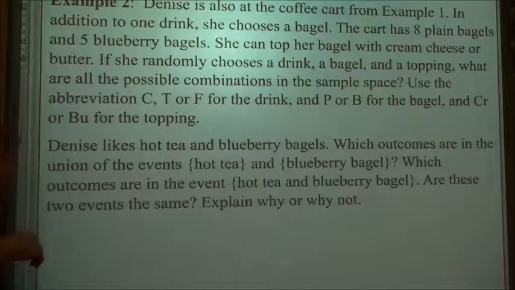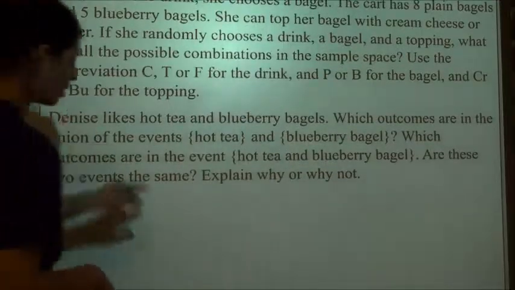So now for my next instance. Denise also goes to this coffee cart. In addition to one drink, she chooses a bagel. The cart has 8 plain bagels and 5 blueberry bagels. She can top her bagel with cream cheese or butter. If she randomly chooses a drink, and a bagel, and a topping, what are all the possible combinations in the sample space? Use the abbreviation CTF for the drink, and P or B for the bagel, and CR or BU for the topping. So we'll do that part first, and then we'll come back to the second part.